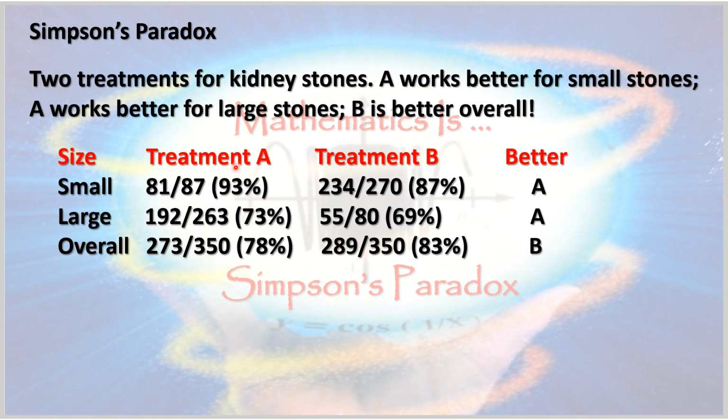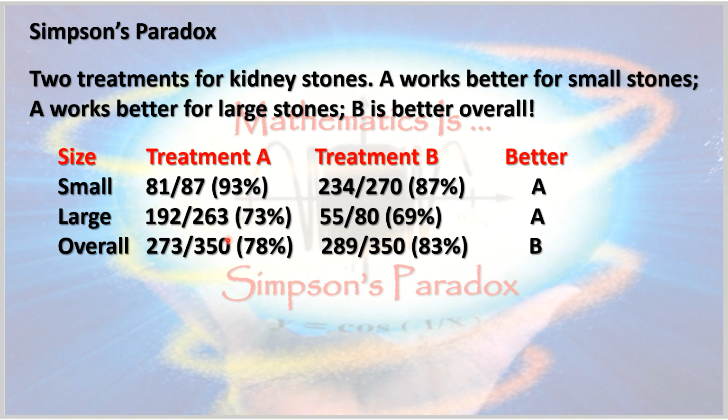Here are the numbers. Treatment A, 81 out of 87 for small, 192 out of 263 for large. Treatment B, 87% for small is less than treatment A. 69% for large stones is less than treatment A. Overall, treatment A, 78%, treatment B, 83%. The effectiveness of both treatments is significantly higher for small stones. Most of B's data came from small ones, so its average is higher than A's, for which most of the data came from the harder-to-treat large stones.